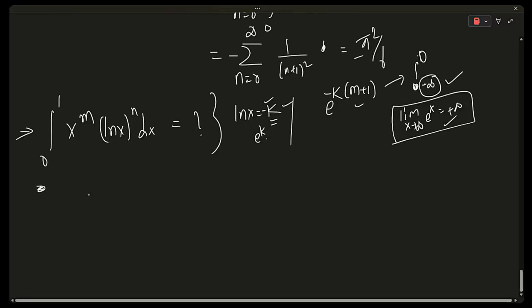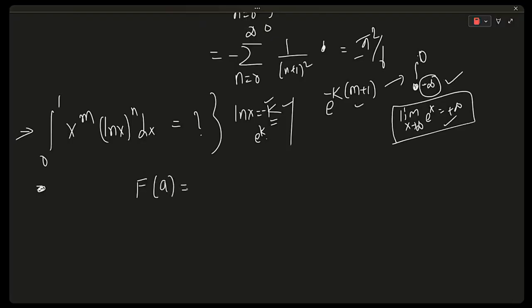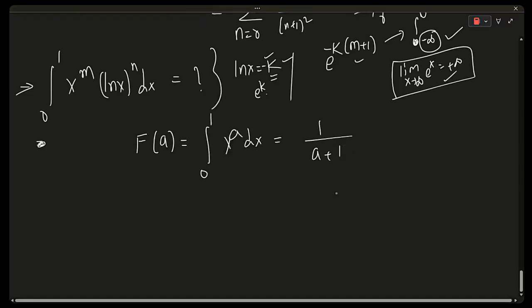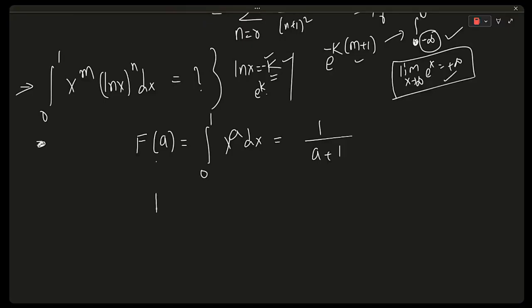What we can do is this. Think of the question like this. Make a function f of a, where a is a variable as well, and write this integral. This function is this integral basically, whose value we all know to be 1 by a plus 1. Now, just think, f of a equals 1 by a plus 1, right?